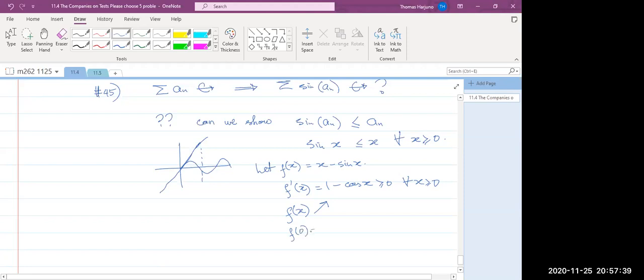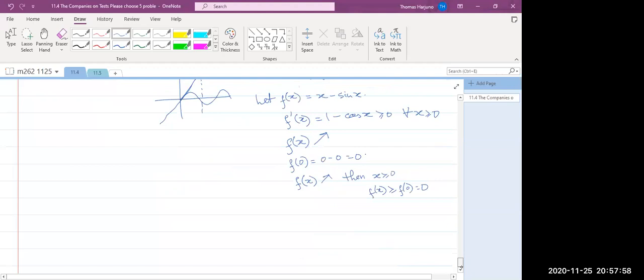Now f(0) is 0 minus 0, that's 0. And because it is increasing, then for x greater than or equal to 0, f(x) is greater than or equal to f(0), which is 0. Which means x minus sine x is greater than or equal to 0, so x is greater than or equal to sine x. Therefore, a_n is greater than or equal to sine of a_n. Now, the rule here is x has to be positive, right? And that's what we have. Okay, that's the sketch of the proof, okay?